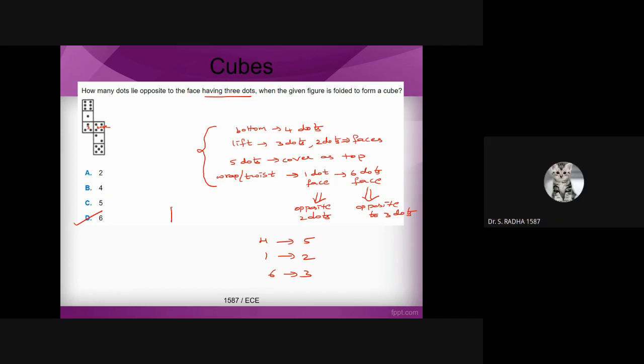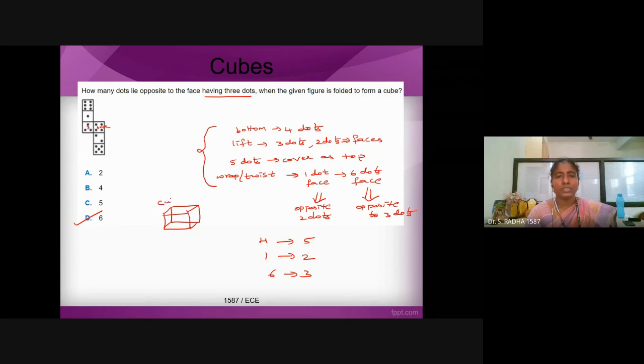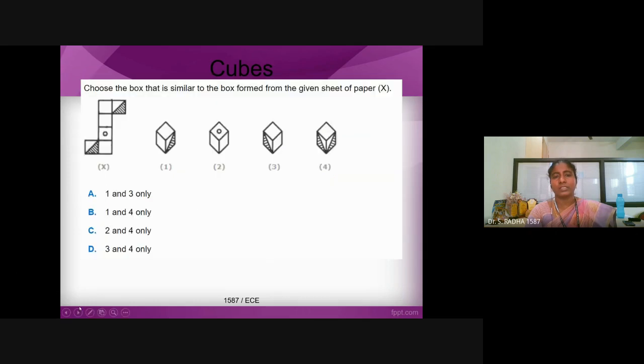So finally, why are we doing all this? In order to form a cube. Okay, this is a box, a cube. Cube is formed by all this. Okay. Now I'm going to the next problem.